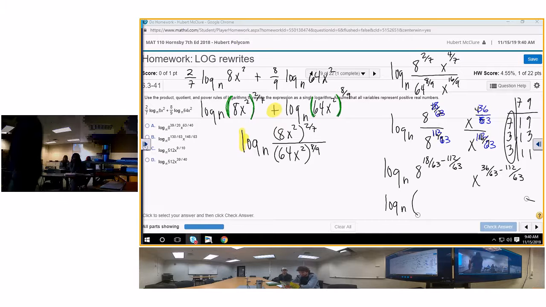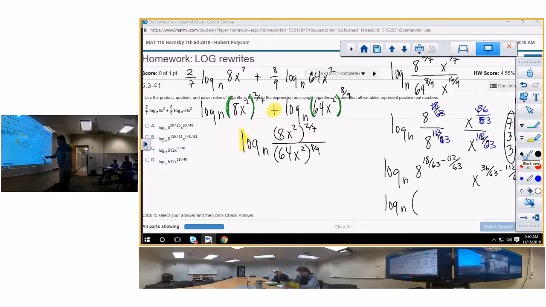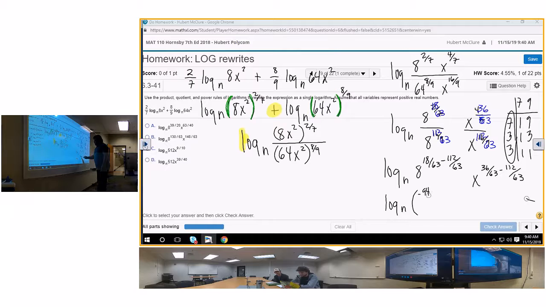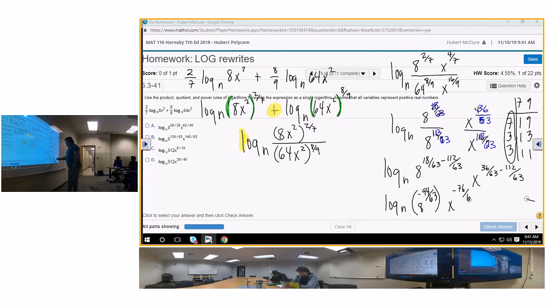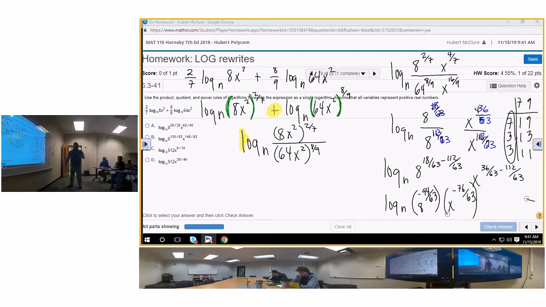All right. So what did you say 18 minus 112 is? I got negative 94. Negative 94 over 63. And what's 36 minus 112? Negative 76. Negative 76 over 63. All right, now see if these two are reducible, 94 and 63. See if you can reduce them.